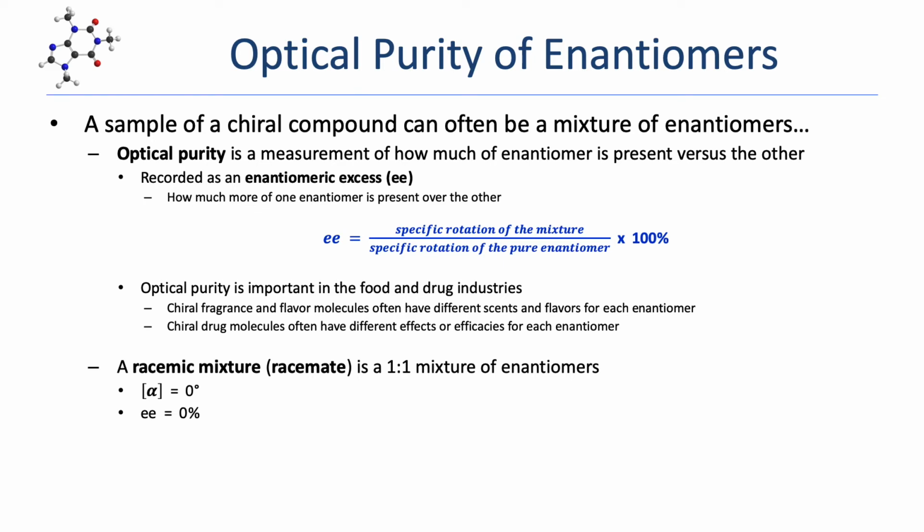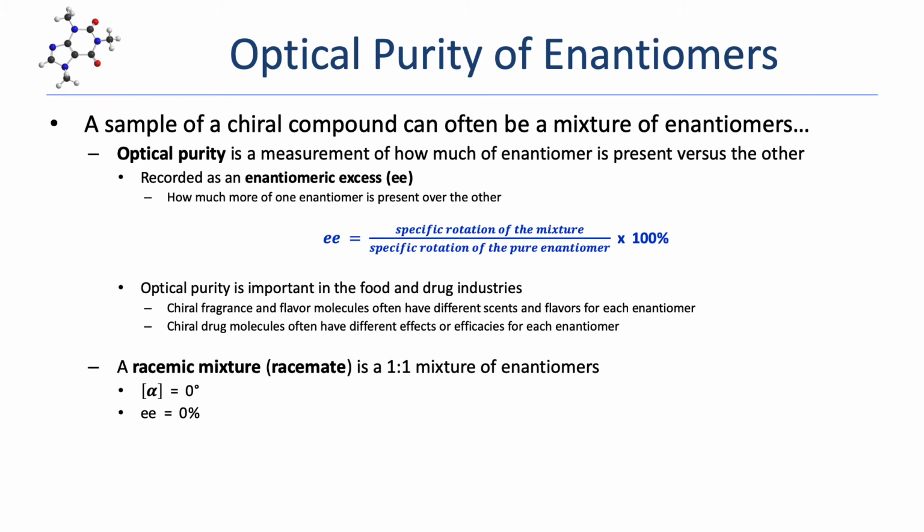But think about what would happen if you had a 50-50 mixture of the R and the S enantiomers. As much as the R enantiomer would rotate the light one direction, the S enantiomer would rotate it the exact same amount in the opposite direction. In other words, the two rotations would cancel each other out, and you would wind up with a rotation of 0 degrees. So you place 0 degrees into the numerator, divide by the actual specific rotation of the R enantiomer, which is negative 61 degrees, and you get 0 times 100%, and that means that the EE would be 0%.